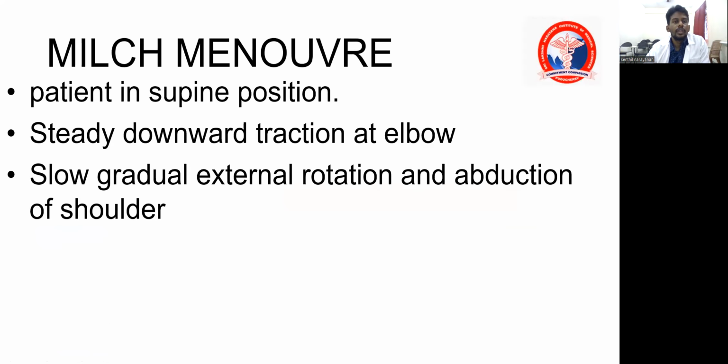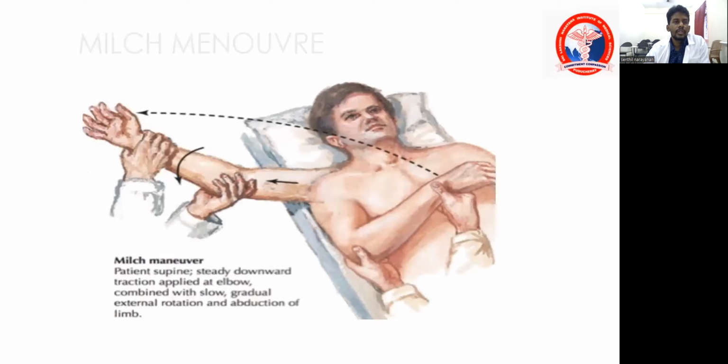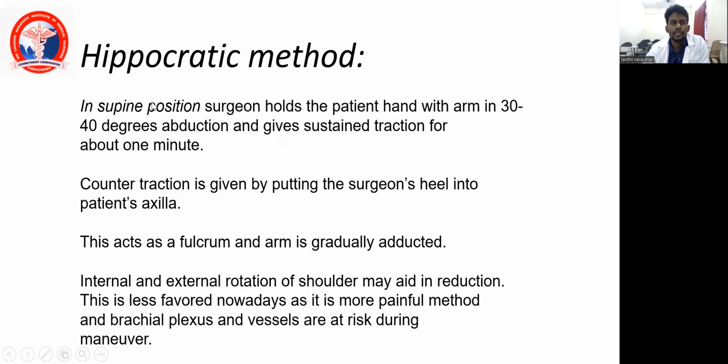There is another maneuver, the external rotation maneuver, in supine position. Steady downward traction at the elbow, slow gradual external rotation, and reduction of the shoulder. So here we can see that there is a downward force at the elbow and there is an external rotation.